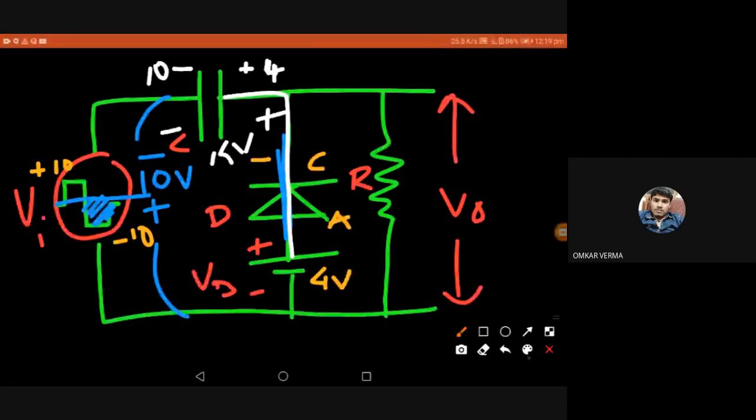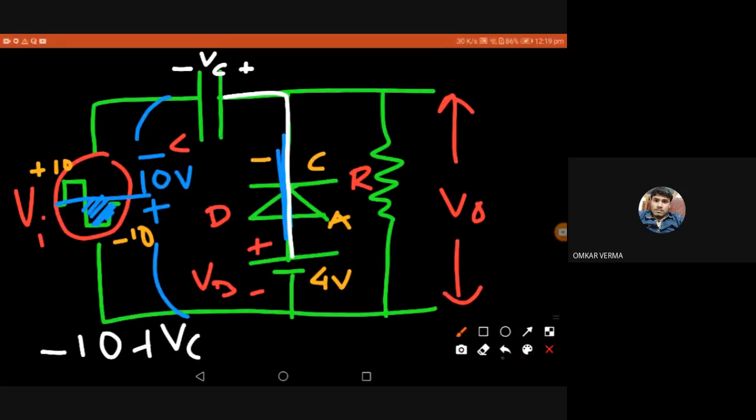So how do we write the Kirchhoff equation here? Let's take VC, and this is minus. Now let's calculate. V input is plus and minus, so minus 10. Again VC, minus plus VC, and again VB, which is plus and minus, so minus 4, equal to 0. So VC is equal to 14 volt. You can see from this equation VC equals plus 14 volt.